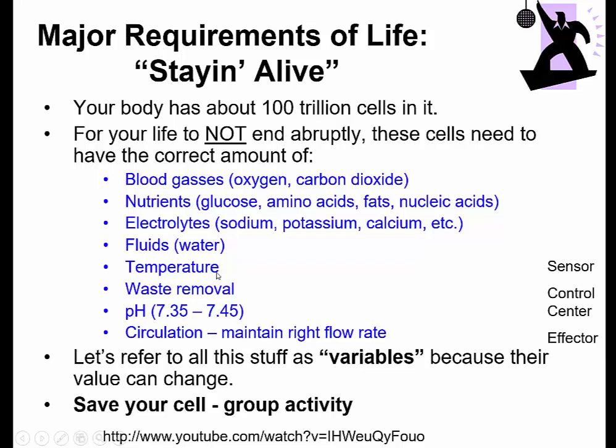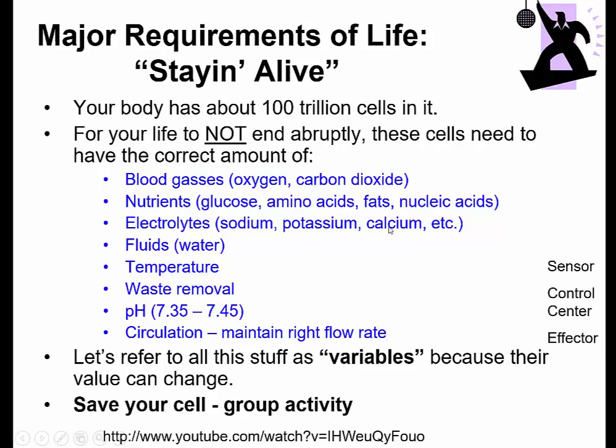You need to maintain your body at the right temperature, maintain those cells at the right temperature. You need to have a way of getting rid of waste. You want to maintain your body's pH between 7.35 and 7.45. Actually, that's your blood pH between those levels. You have to have a way of circulating all of these substances that the body needs and getting rid of waste.